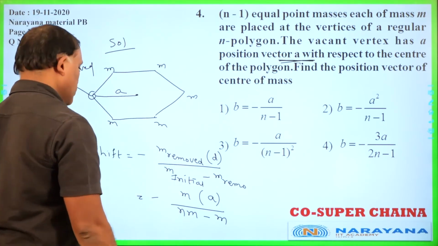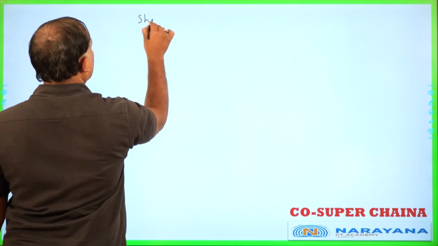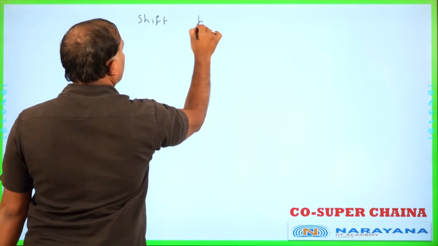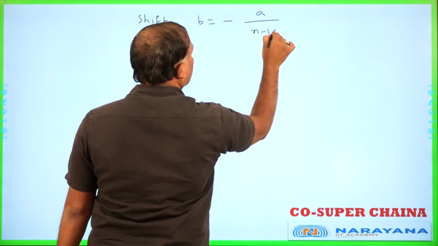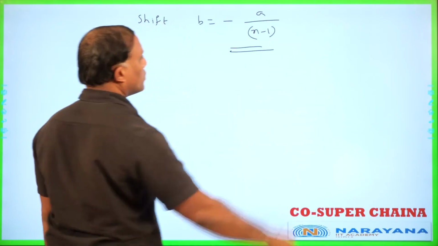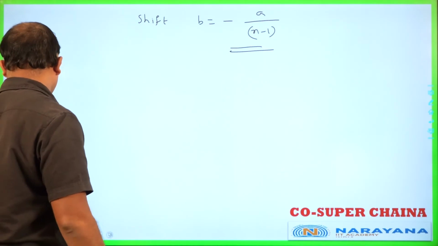Then the final answer is: the shift is equal to B, which is equal to minus A by n minus 1. So that is the answer for you.